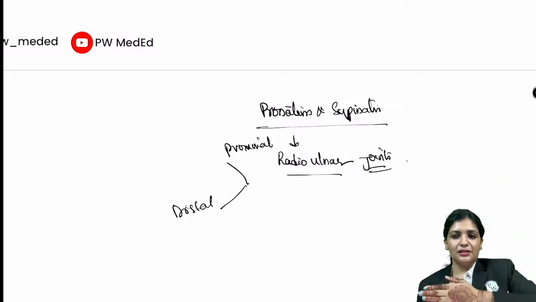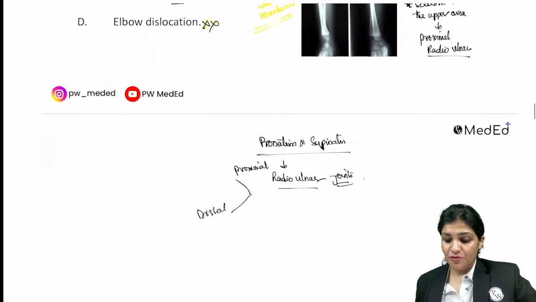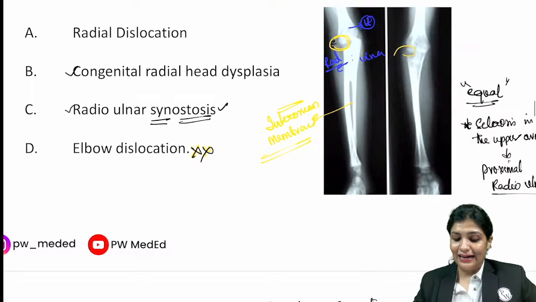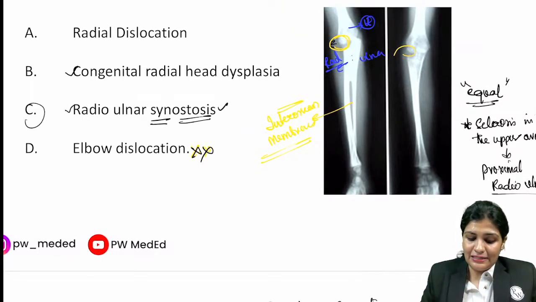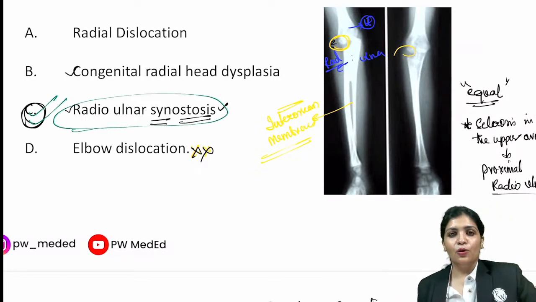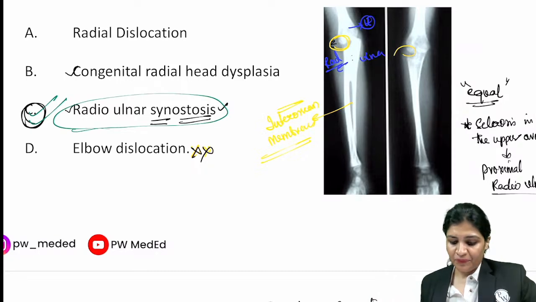So this is pronation, this is supination, right? And here if you see, there is some amount of sclerosis which is formed between the radius and ulna. So this is a classical example of radio-ulnar synostosis. So this is the answer, that is the radio-ulnar synostosis, right?